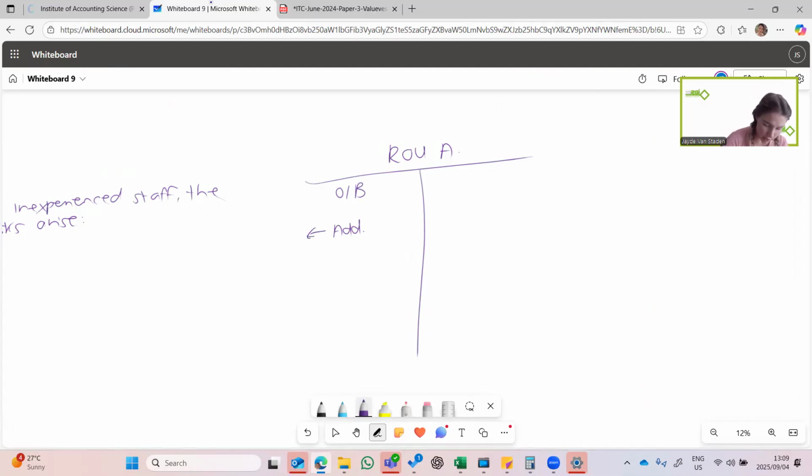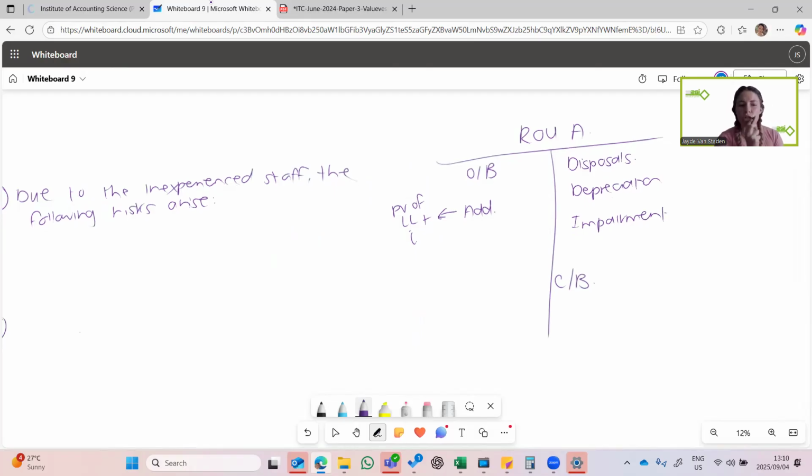Those additions are, of course, calculated using the present value of the lease liability, discounted using the interest rate. Then we've got disposals, because that's what we saw in the information. We've got depreciation, and we've got impairment, and we've got closing balance. Great. Okay, so we've thought about the accounting, and that's going to help us with the auditing, because auditing and accounting are kind of besties. Okay, so let's think about the assertions now.